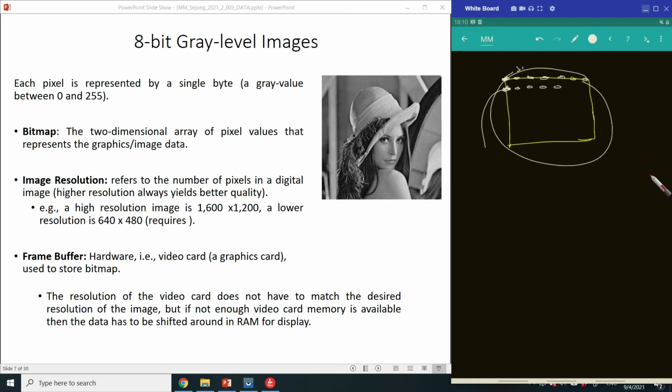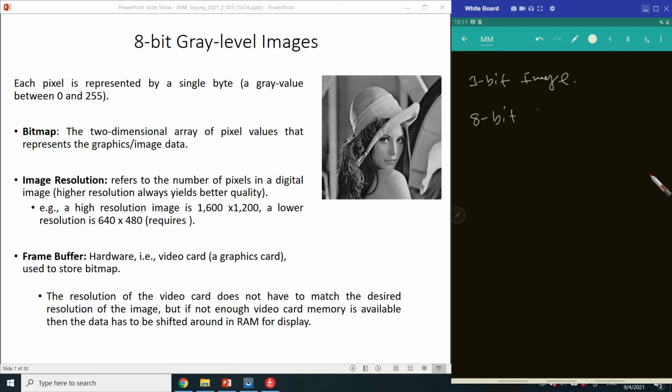So bitmap information means the raw data that we are considering, the representation of data. So far we just gave the idea of a 1-bit image. This is actually a binary image, or a monochrome image, or a simple 1-bit image. And we also have the 8-bit gray level image.